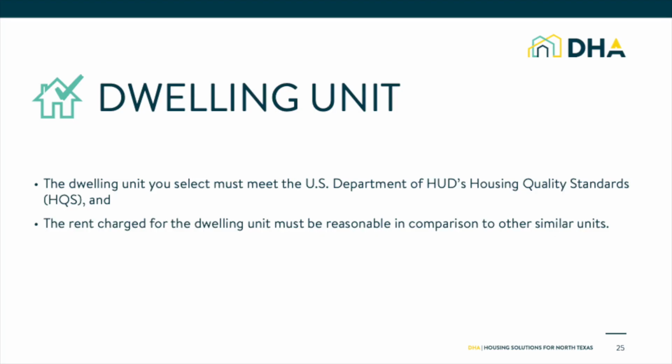The dwelling unit you select must meet the U.S. Department of HUD housing quality standards, and the rent charge for the dwelling unit must be reasonable in comparison to the other dwelling units. For the best results, look for a unit within your voucher size, meaning if you have a 2-bedroom housing voucher, search for a 2-bedroom rental unit.